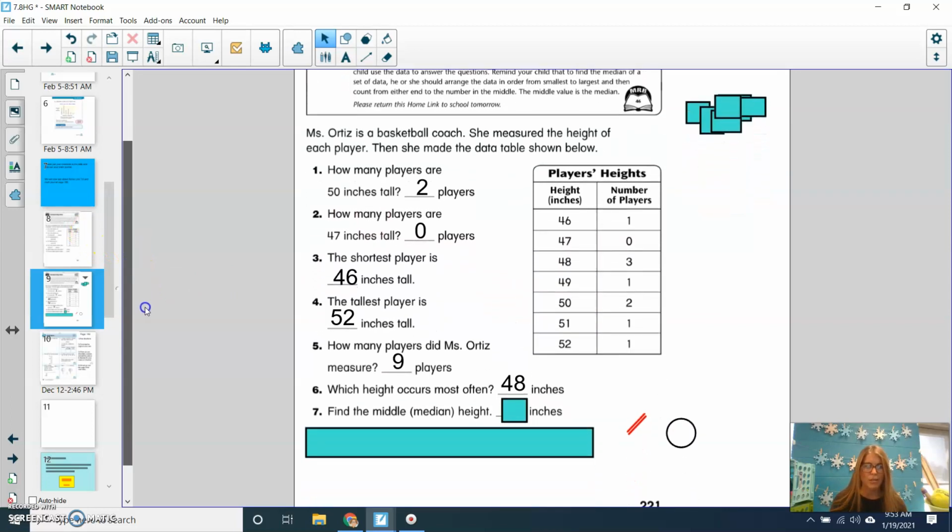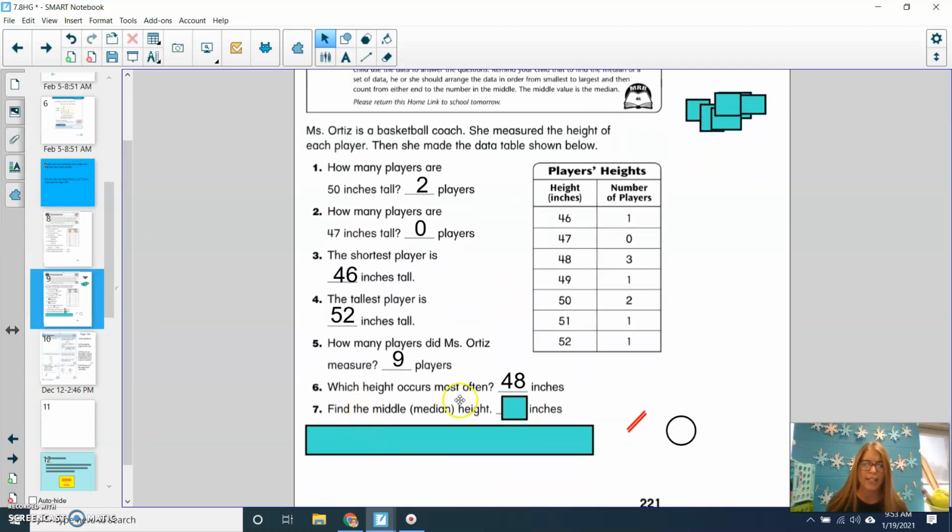For our last question, number 7, we're going to find the middle or the median height. But before we find the middle, we need to put those numbers in order from the smallest to the largest. So could you press pause and put your numbers in order from smallest to largest, and then press play when you're ready to check.